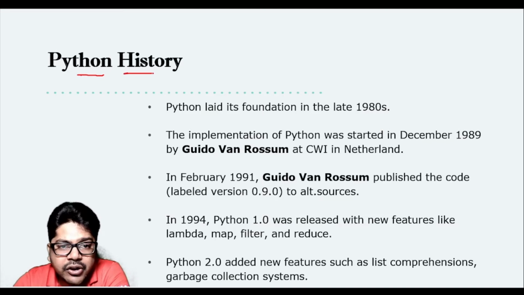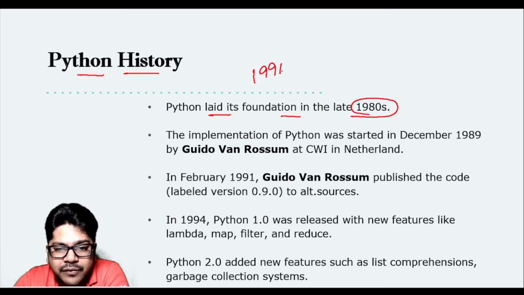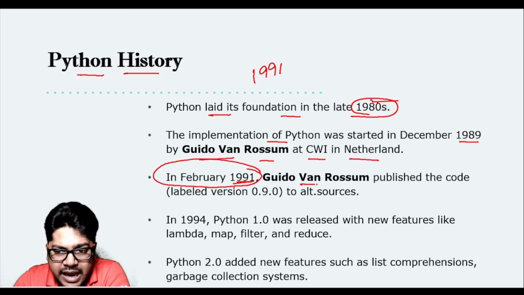Now talking about the history of Python. Python has a long history. Python laid its foundation in the late 1980s, though it came in February 1991. The implementation of Python was started in December 1989 by Guido van Rossum at CWI in the Netherlands. In February 1991, the year when Python came into existence, Guido van Rossum published the code to alt.sources. And in 1994, Python 1.0 was released with new features like lambda, map, filter, and reduce.